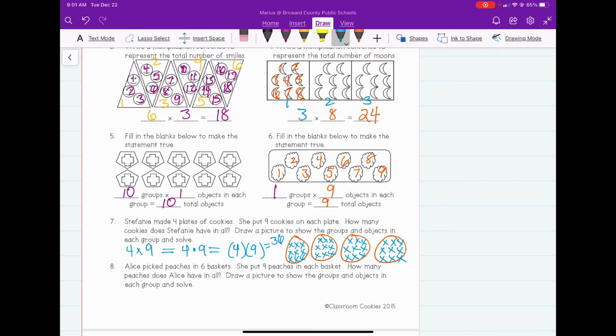Okay. Number 8. Alice picked peaches in 6 baskets. She put 9 peaches in each basket. How many peaches does Alice have in all? Draw a picture to show the groups and objects in each group and solve. All right. So 6 baskets. Those are our groups. 1, 2, 3, 4, 5, 6. And in each basket, she put 9 peaches. 1, 2, 3, 4, 5, 6, 7, 8, 9. I'm going to repeat this for all of my baskets. You should too.